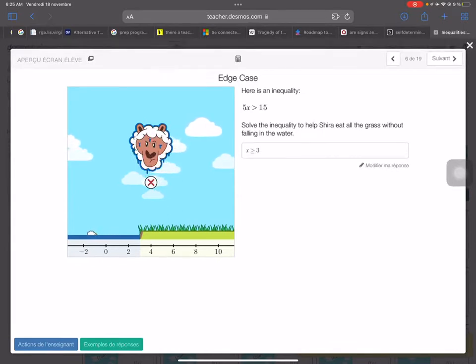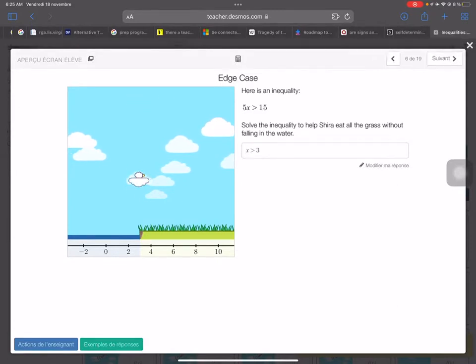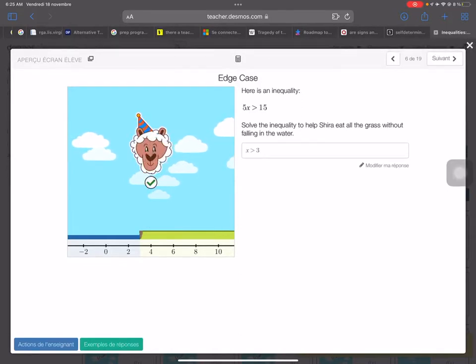So when you see that dirt, Shira cannot start at the 3. This is not a greater than or equal to. This is just an equal. Or sorry, this is a greater than. And if we start her at greater than 3, she's able to eat all the grass. She gives us a flip. She doesn't go in the water.